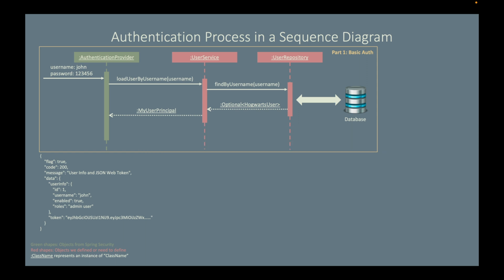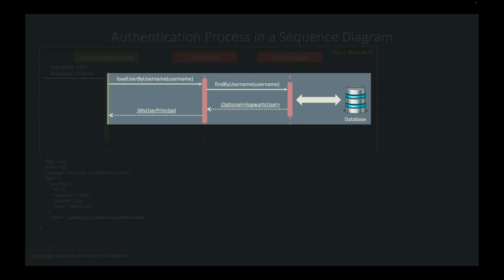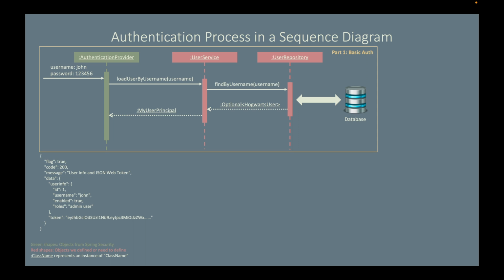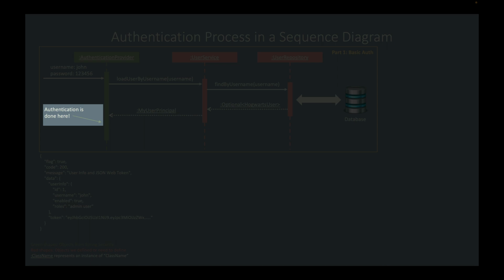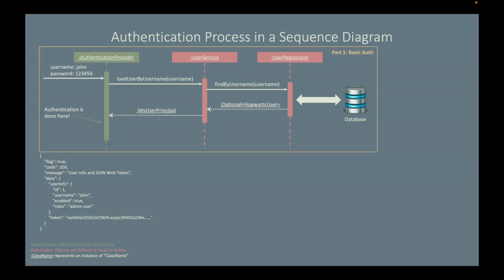flow reaches the controller class, an authentication provider object intercepts it and retrieves the real Hogwarts user. In other words, the Hogwarts user with the correct password from the database based on the submitted username, in this case, John. The authentication provider then compares the submitted password with the password in the retrieved Hogwarts user object. If they match, authentication is successful. Otherwise, authentication fails. So it's pretty straightforward.